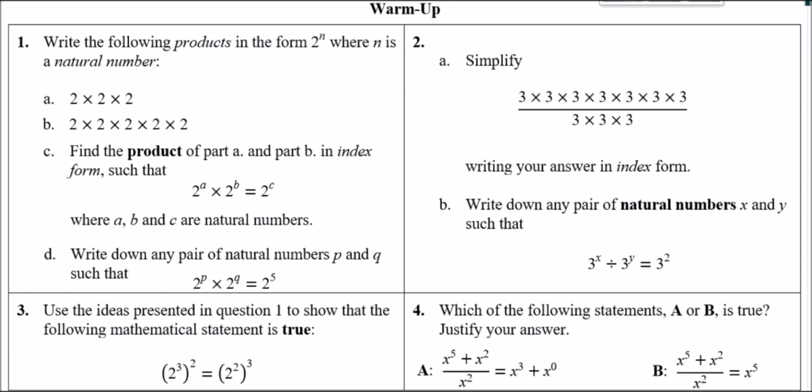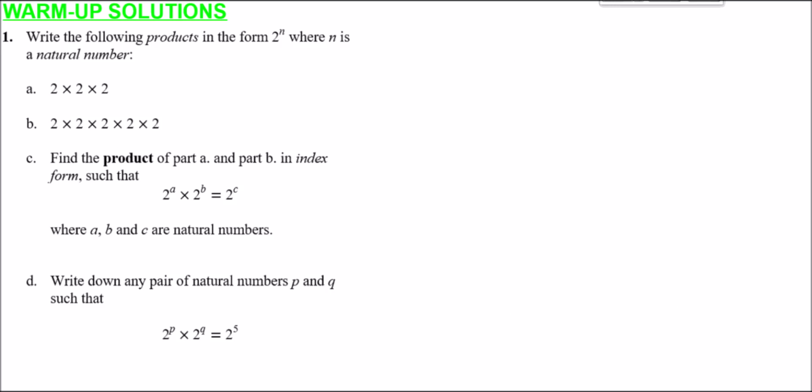So let's have a look at the solutions to question 1. For question 1, we're told we need to write down the following products in the form 2 to the power n, where n is a natural number, a whole number, a counting number. So 2 multiplied by 2 multiplied by 2, I'm sure you know that's 2 to the power 3, 2 cubed. Whereas part B, 2 times 2 times 2 times 2 times 2, I won't give you any prizes for understanding that's 2 to the power 5.